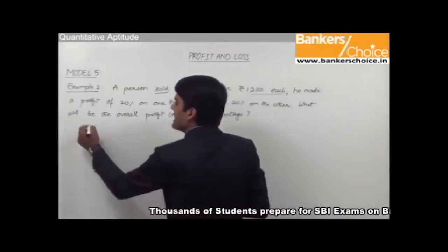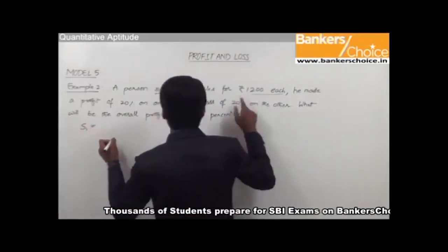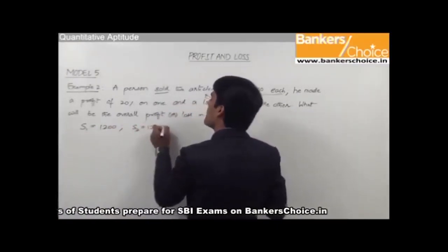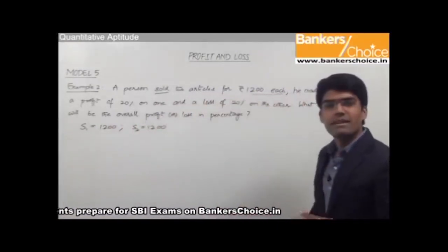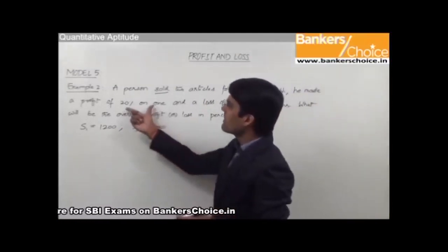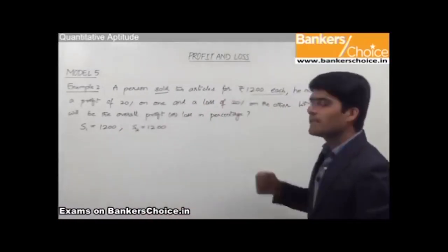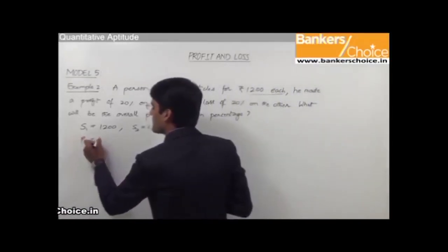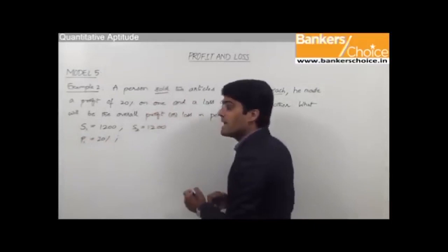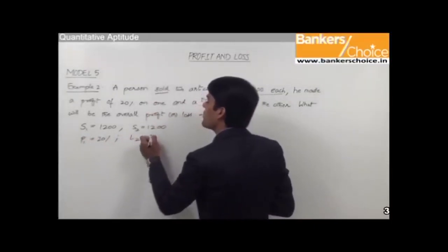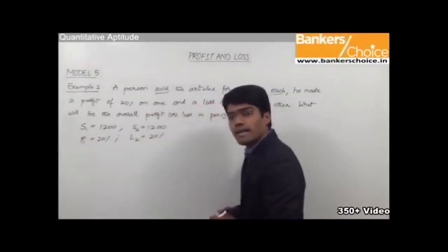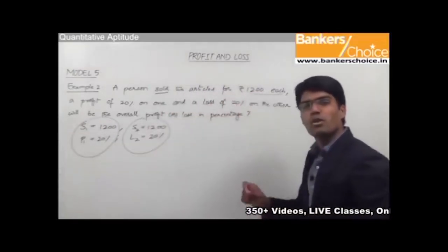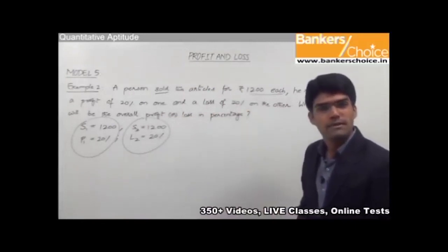Now, we can understand that the selling price of the first article is 1200 and that of the second article is also 1200. Why? Because both of them were sold for 1200 each. The profit on one of the articles is 20% and the loss on the other is also 20%. So let us assume that the first article was sold at a profit. So the profit on the first one should be 20% and the second one was sold at a loss of 20%. Now again, with respect to model number 1, once we know the selling price and the profit or loss percentage, we can find out the cost price.